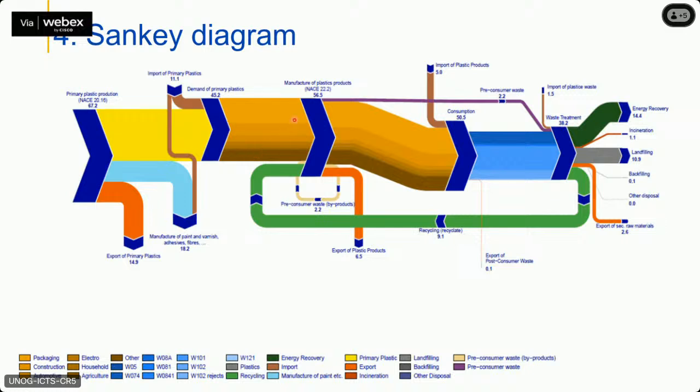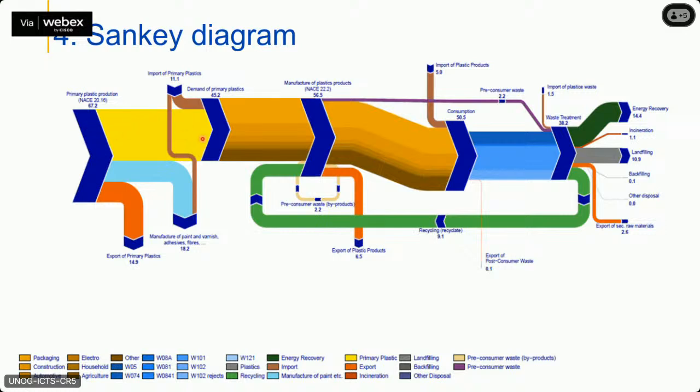Again, you read this from left to right, as the other Sankey diagram I showed you, and it has nodes. I called nodes these blue arrows. So the first node is about primary plastic production that is based on statistics of production and trade. And the link between the first and the second node, the second node is demand of primary plastics.